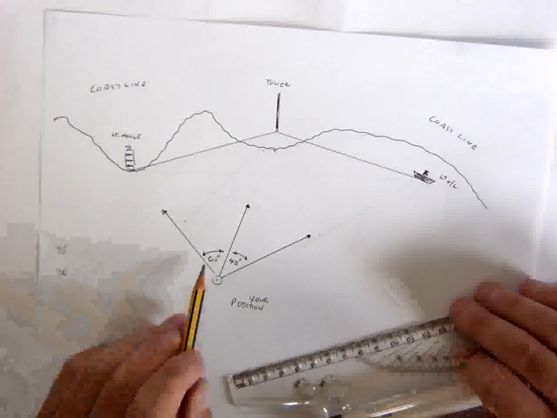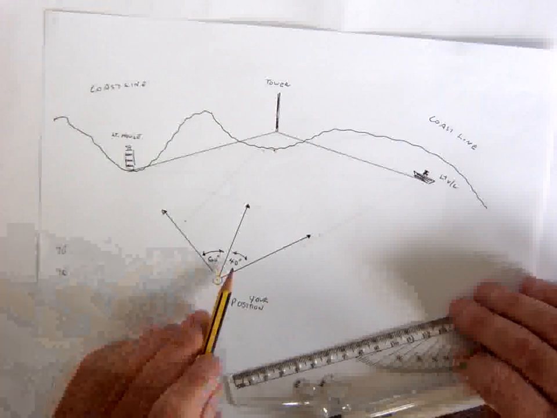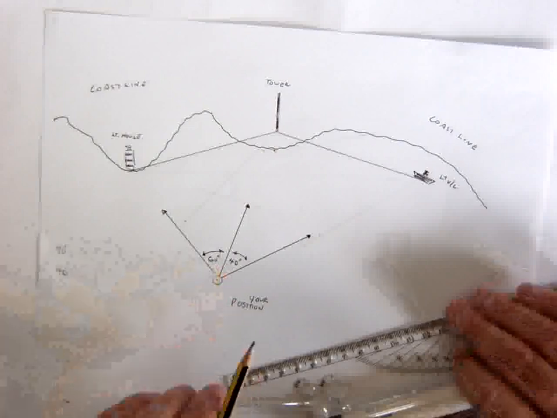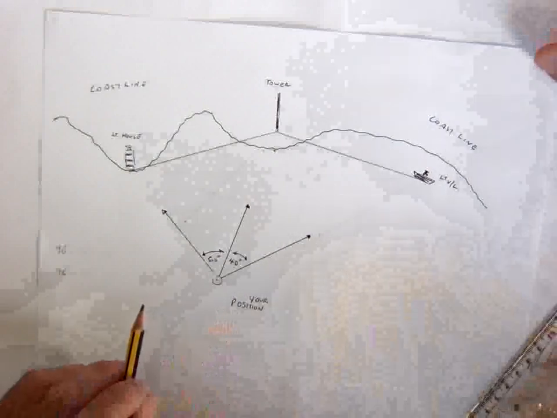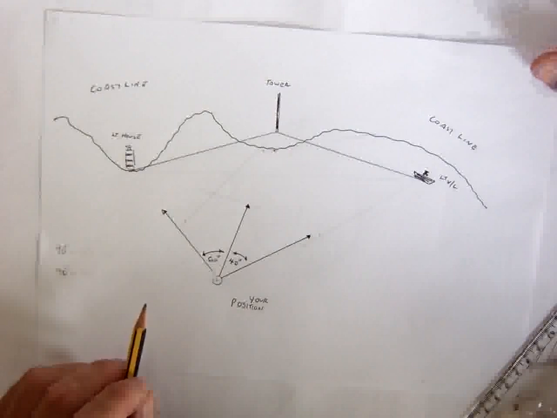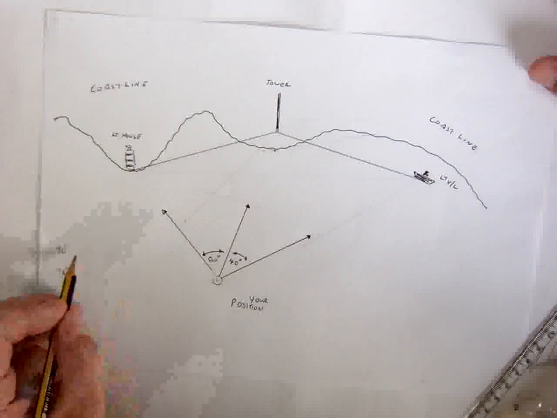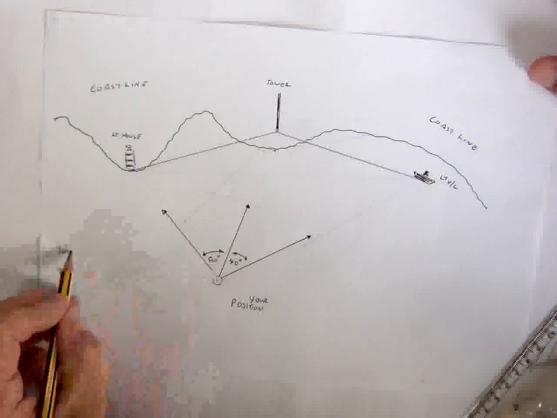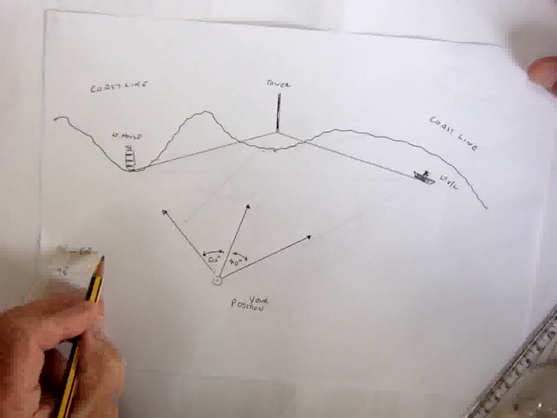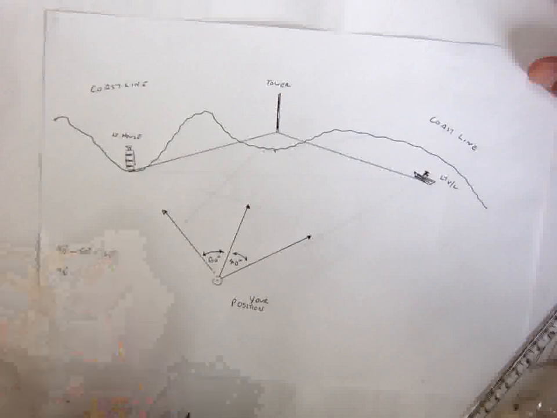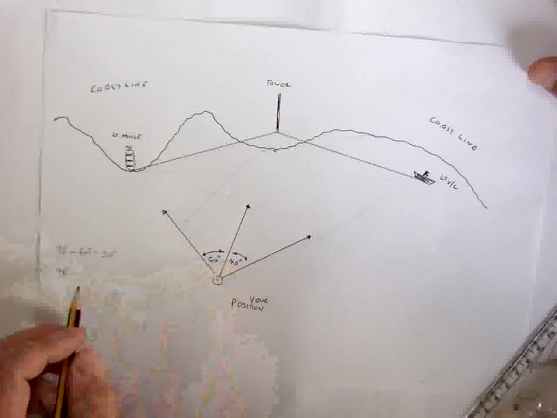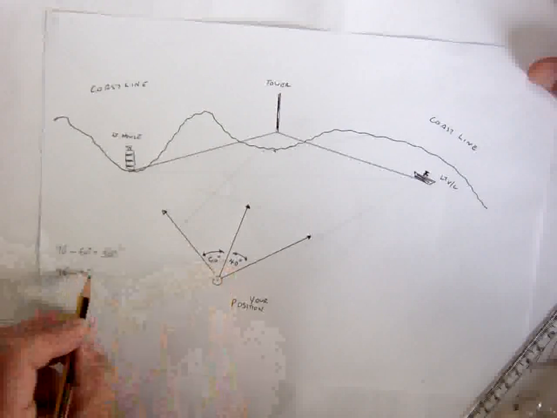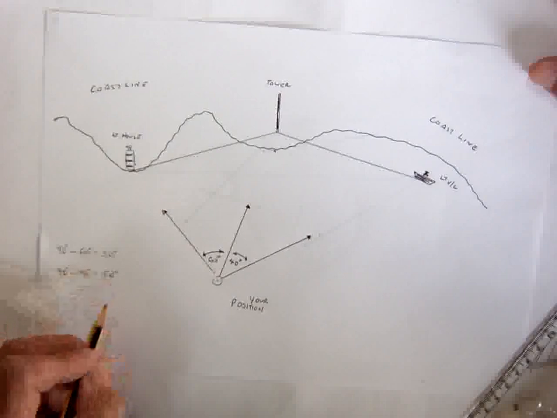Now we look at the angles that we've obtained, 60 and 40. What we need to do is subtract those angles from 90 degrees. With a horizontal sextant angle problem, we always subtract from 90 degrees. So with this first one, we're going to subtract 60 from 90, and that will give us 30 degrees. Then we subtract the 40 from 90, and that's going to give us 50 degrees.